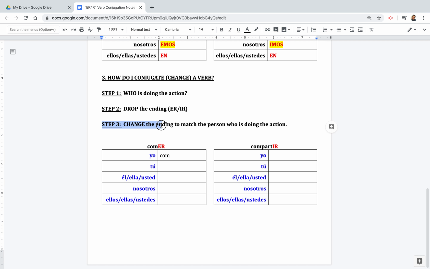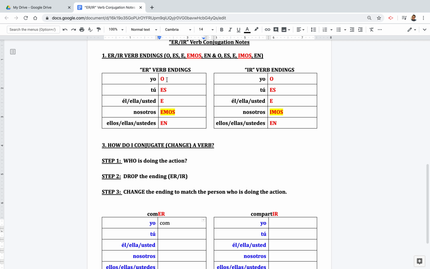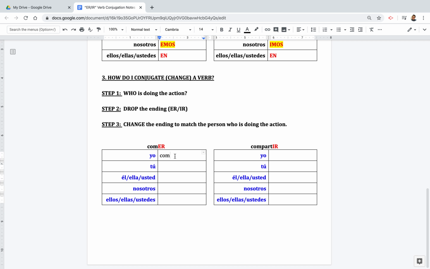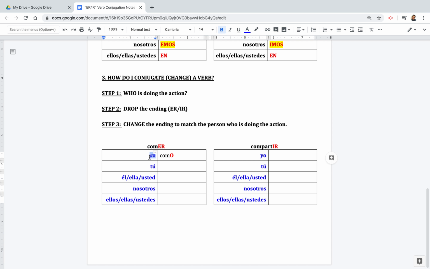Step 3 says change the ending to match the person who is doing the action. Who is doing the action? Yo is doing the action. So if I go back to my cheat sheet, I know that the ending that I'm going to use to match the person who is doing the action, yo, is O. So my ending is going to be O. Now we have yo como, I eat.